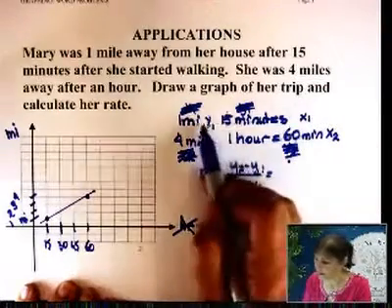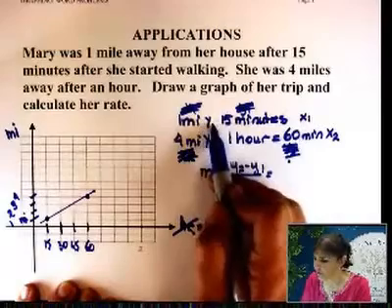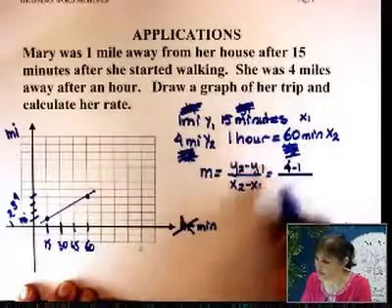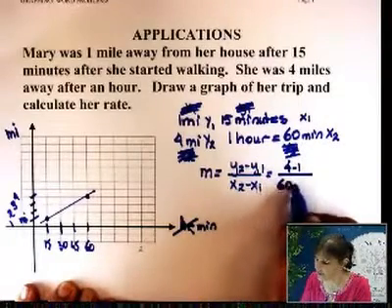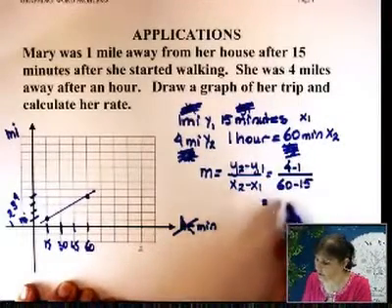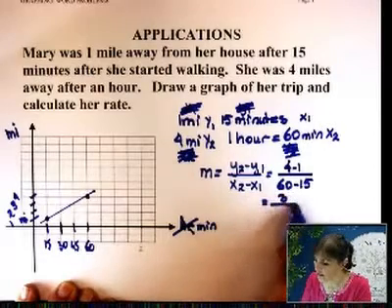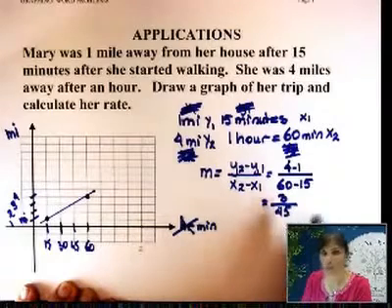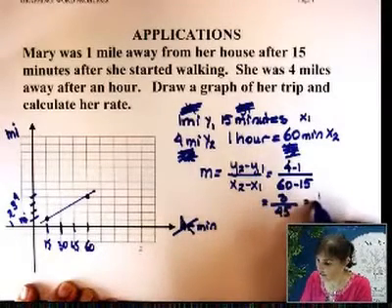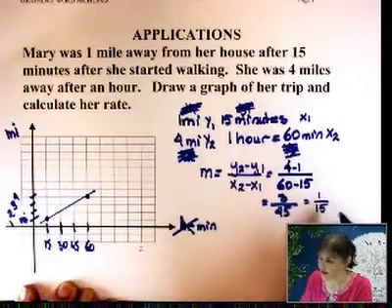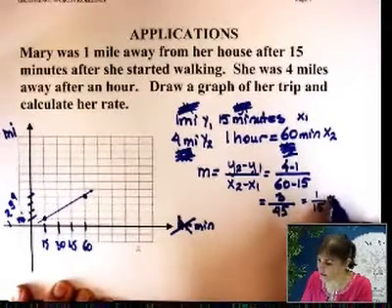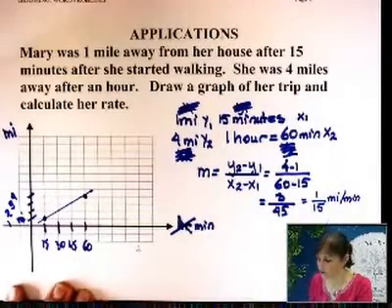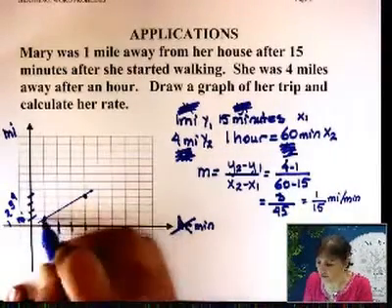So let's put this in: y2 minus y1, 4 minus 1, over x2 minus x1, 60 minus 15. That one gives me 3, and this one gives me 45. It's 3 over 45, which is 1 over 15. I divided miles per minute, and that is actually my slope. And you go rise over run.